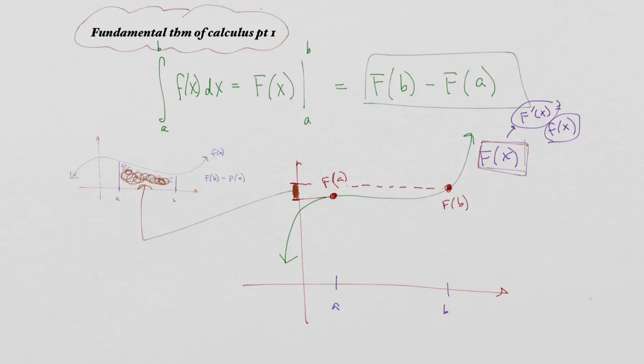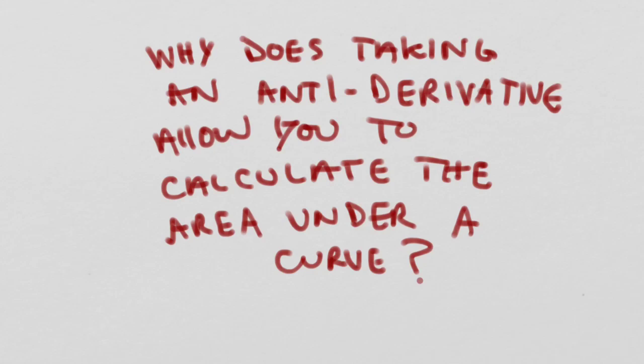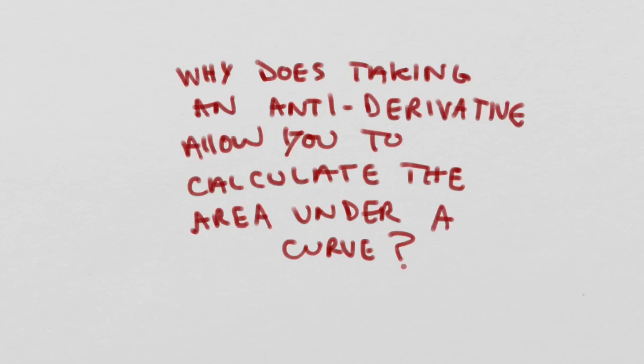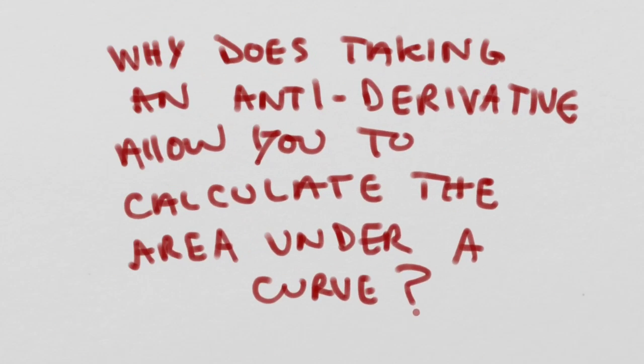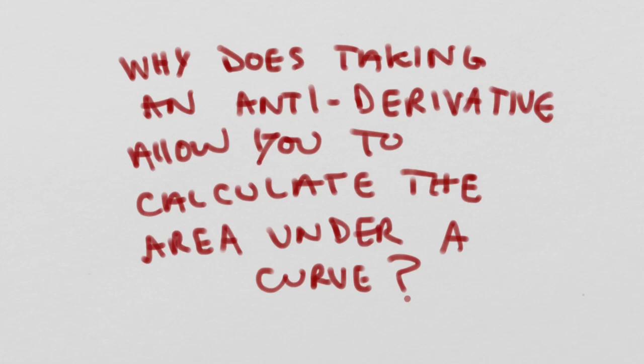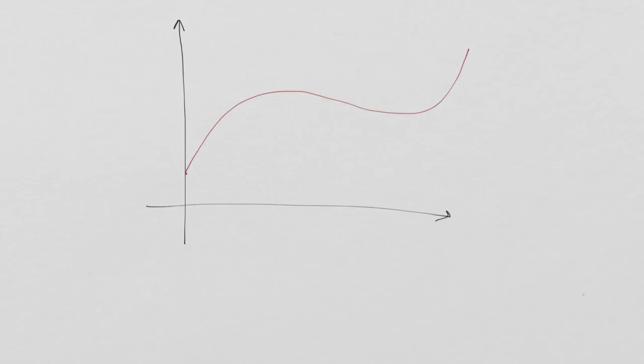But what I'm going to hope to do right now is give you one more argument, to really get at the question. So this is the million-dollar question. Why does this work? Why does taking an antiderivative allow you to calculate the area underneath a curve? What is going on here?